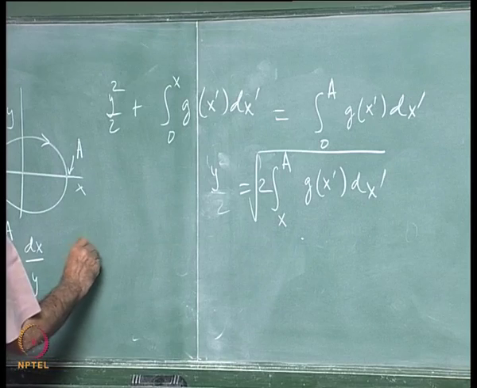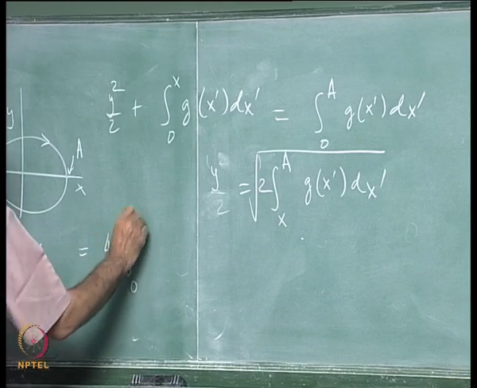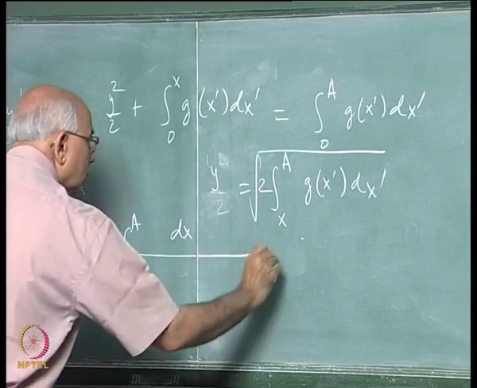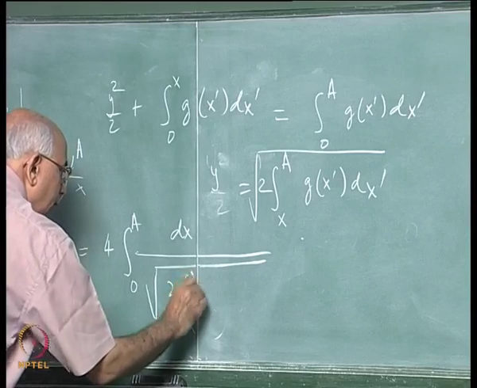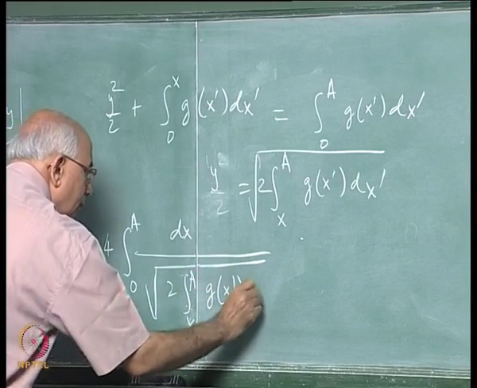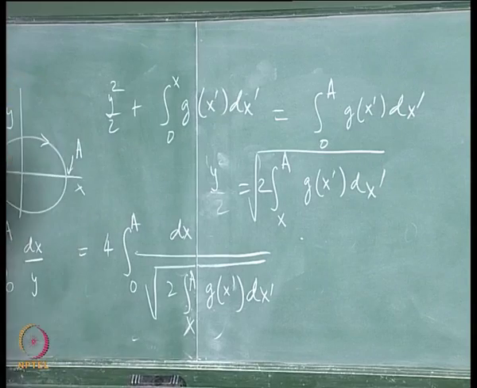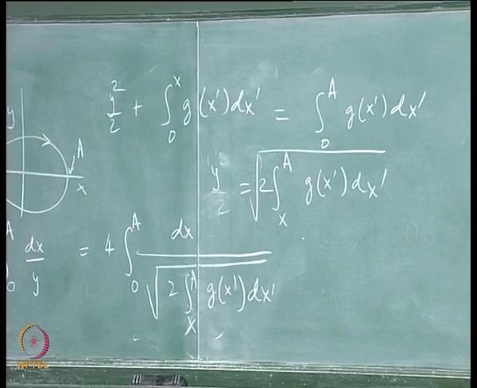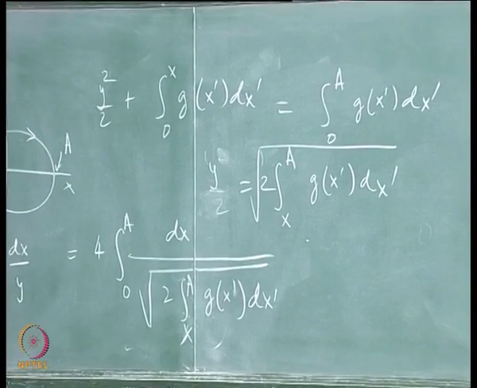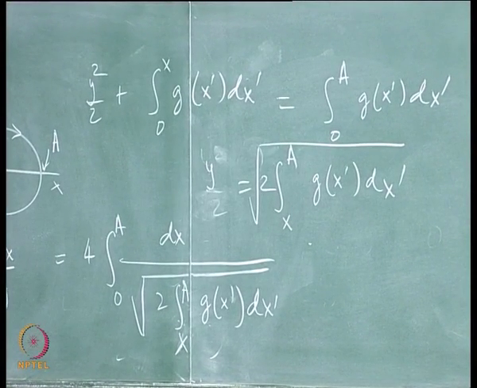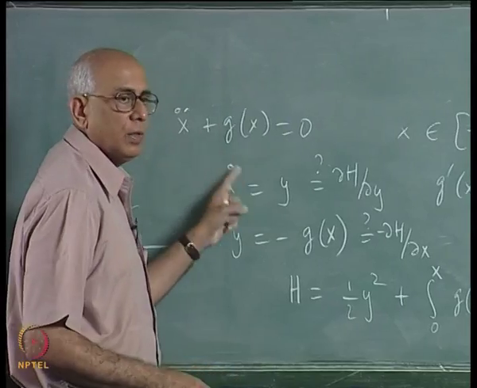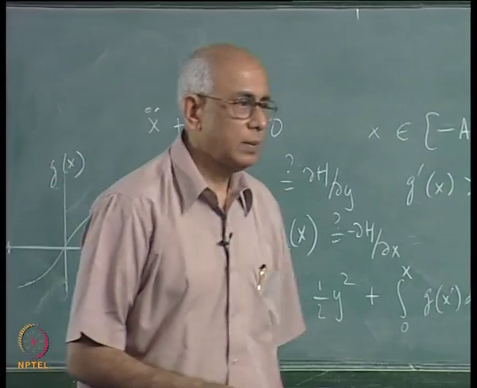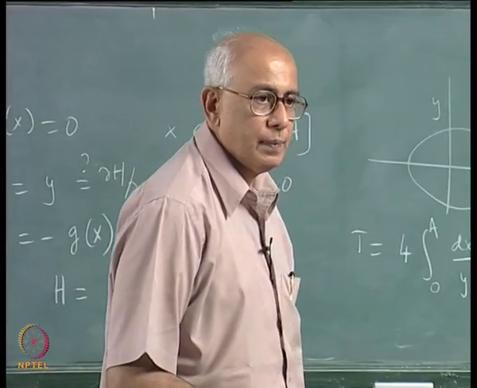Therefore this is equal to 4 times the integral from 0 to a of dx over the square root of twice the integral from x to a. That is the time period of oscillation. Now you give me g of x and I can calculate this in principle. So this generalizes the oscillator to a more general nonlinear oscillator because of this function g of x. Alright.